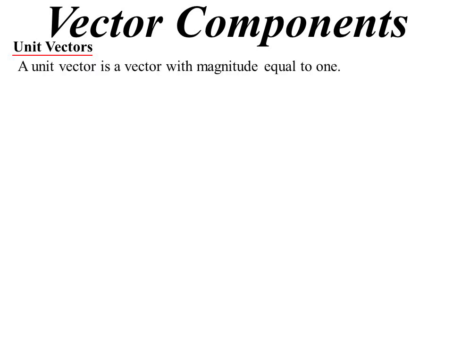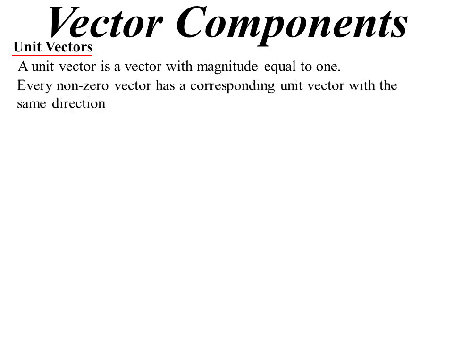Let's now talk about the components of the vector. What makes up our vector? To do that, we need to introduce this idea of what's called a unit vector. As the name suggests, it's simply a vector whose magnitude is 1. It's a unit. So a unit vector.